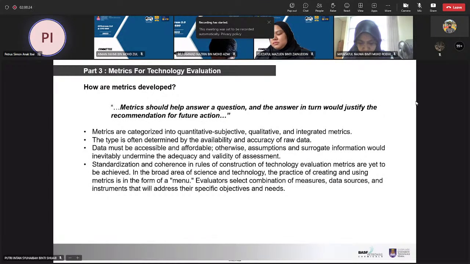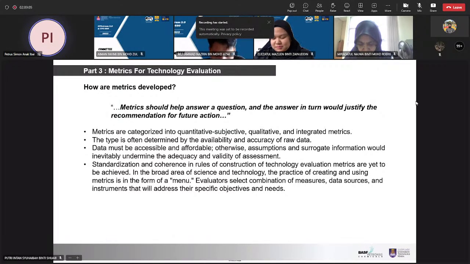So basically, the metrics should help answer our questions, and the answers in turn would justify the recommendations for future actions. In this case, we can categorize the metrics into quantitative, subjective, qualitative, or integrated metrics. This type is often determined by the availability or the accuracy of the raw data. And the data must be accessible and affordable, because otherwise the assumptions and surrogate information will undermine the adequacy and the validity of the assessments.